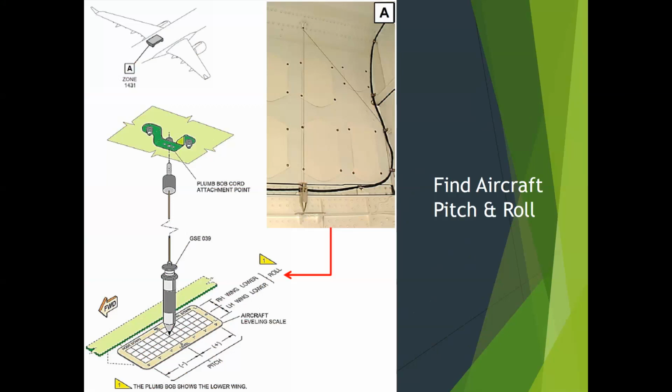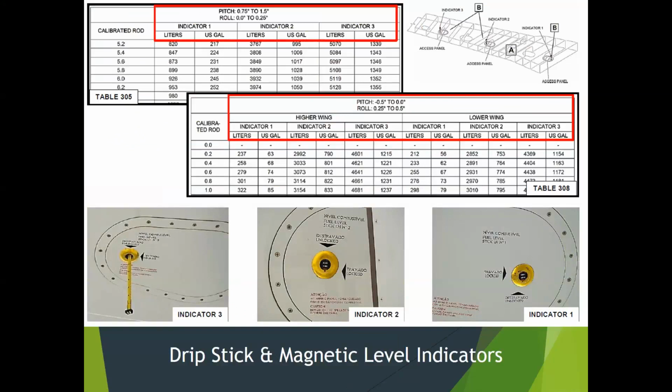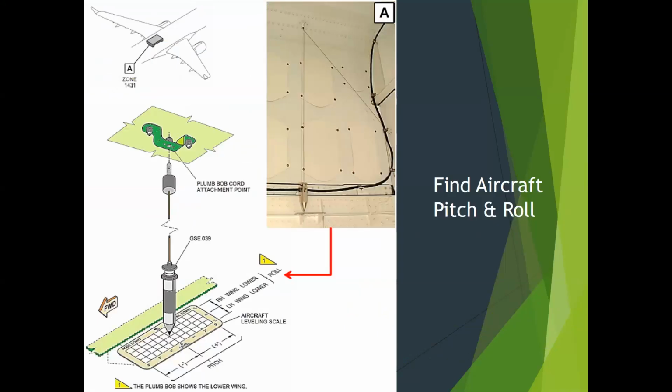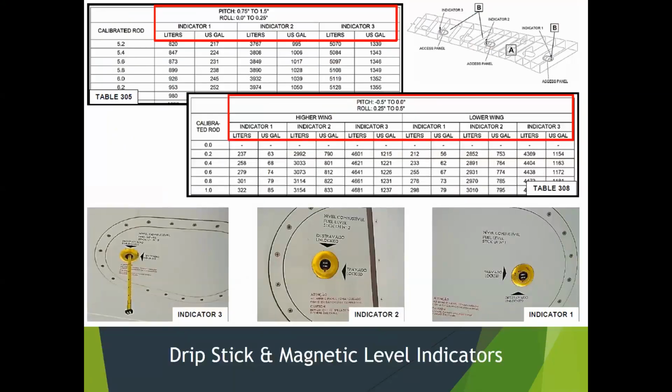And then we can take that and we have a table based on that. So like here, I think these were out of the 757. I can't remember what airplane, doesn't matter. But you have this table right here, if your pitch is between 0.75 to 1.5 degrees and your roll is 0 to 0.25. So on this version, one wing is negative roll, one wing's positive roll.